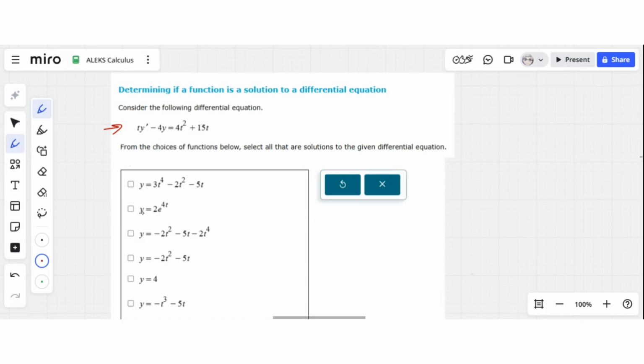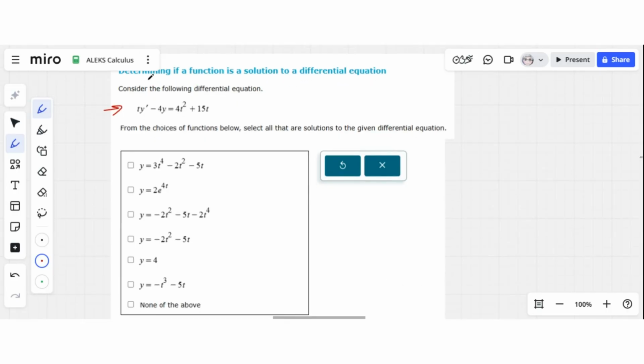And you can see, y is going to be a function of t, and our differential equation says t times the derivative of the whole function y minus 4 times the whole function is going to equal 4t squared plus 15t. Our job is to determine if that relationship can hold if any of these is the function y.